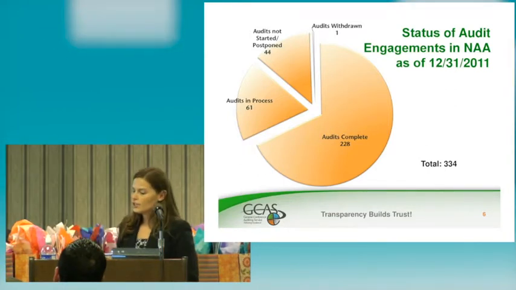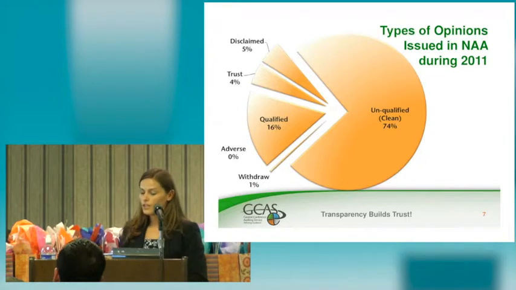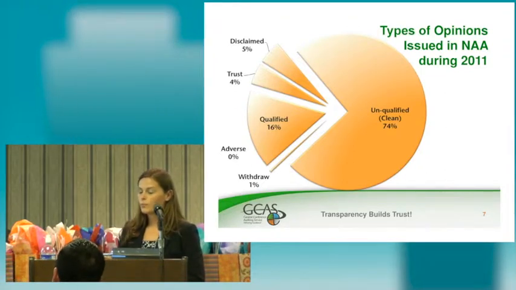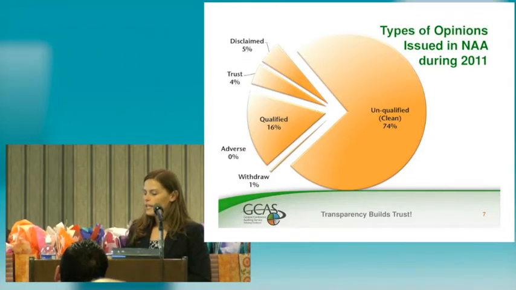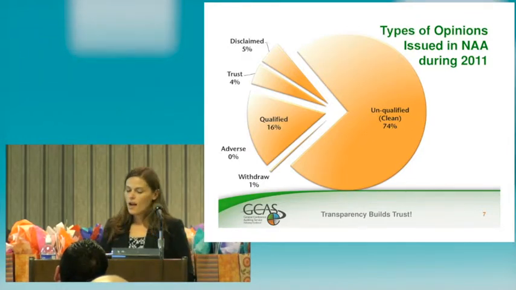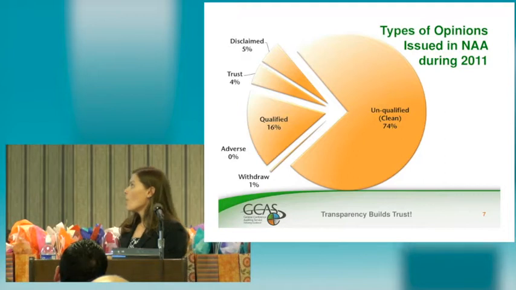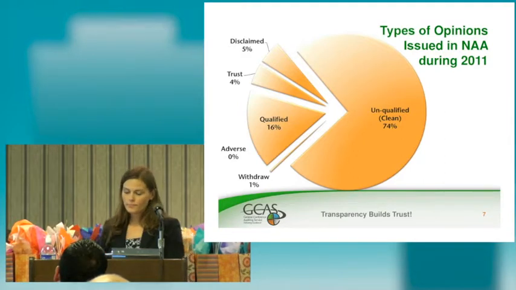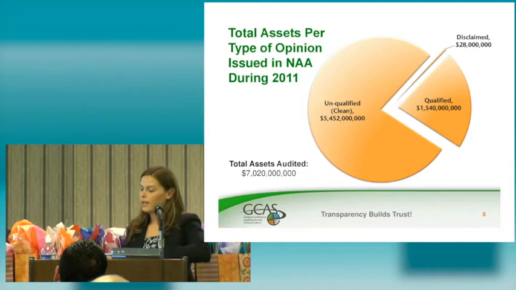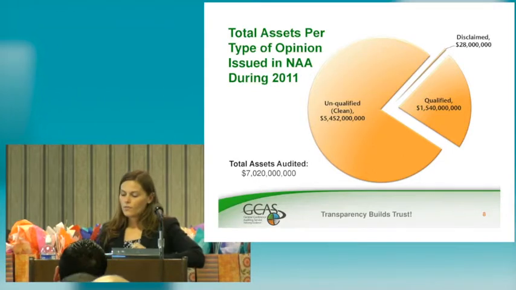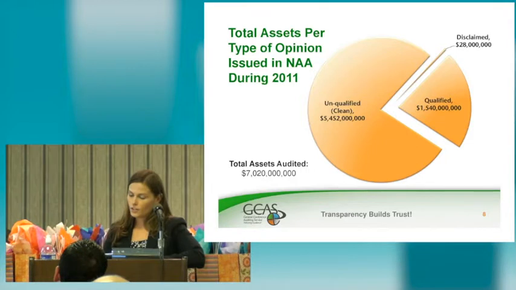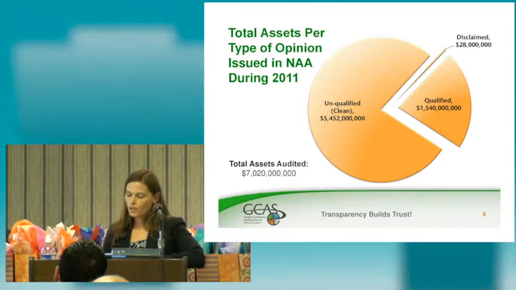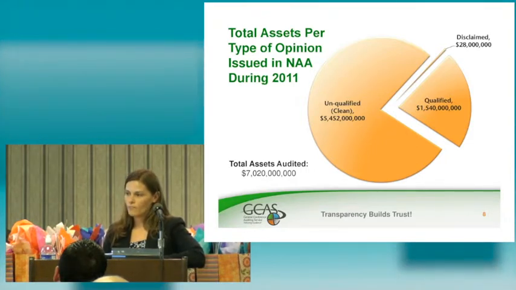Each year, we also like to report to you on the types of reports that we're issuing, financial opinions that we're issuing. And during December 2011, 74% of the financial opinions that we issued were unqualified. Now, of those unqualified opinions, they represented more than $5 billion in assets. And then you'll see, qualified was a little over $1.5 million in assets.